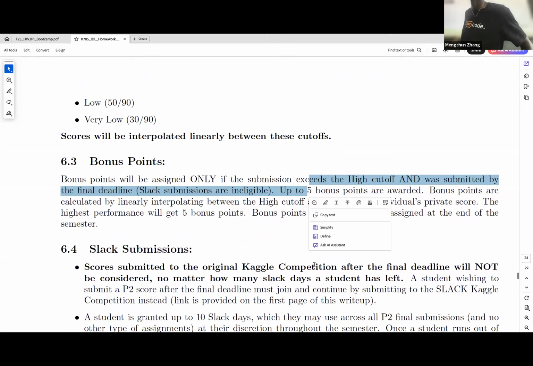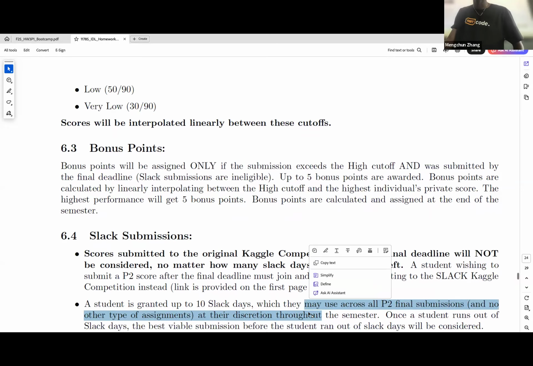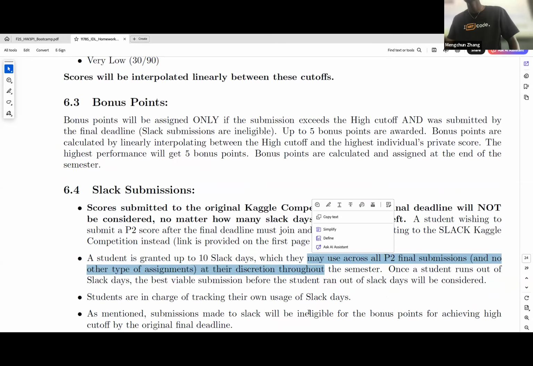Again, at the end of the homework, November 7th, we shall release a Slack competition that will run for 10 days. If you have not used your Slack days for homework 1P2 and homework 2P2, you can use all your Slack days here. If you have used your Slack days, just keep count of the number you have already used, subtract them, and those will be the remaining Slack days you can use on the Kaggle competition. It will be released immediately. The main competition ends on November 7th.